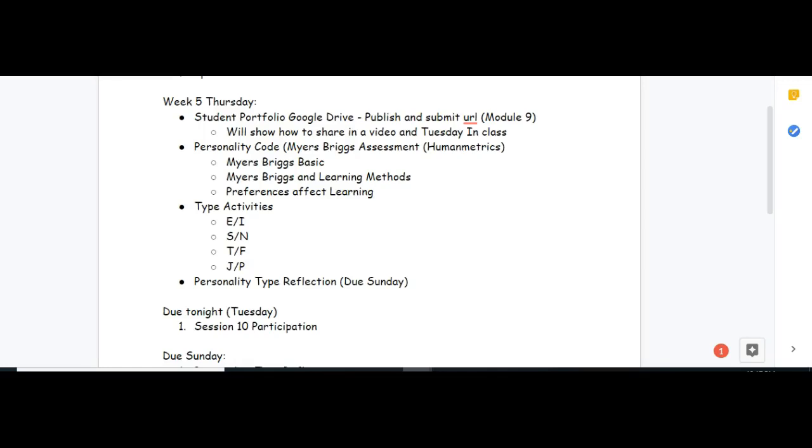Okay, here we go. This was Thursday's discussion, and I'm going to call this Myers-Briggs in a nutshell. So this is what we covered. This will just kind of be a review for everybody.